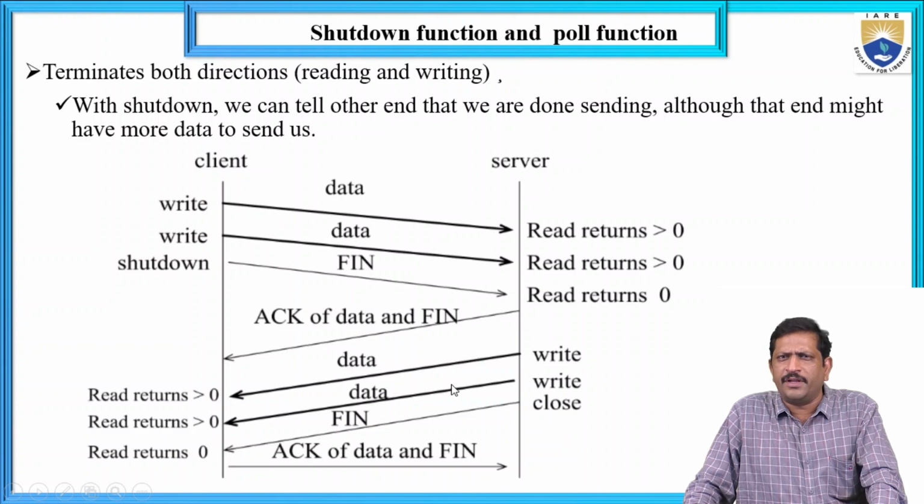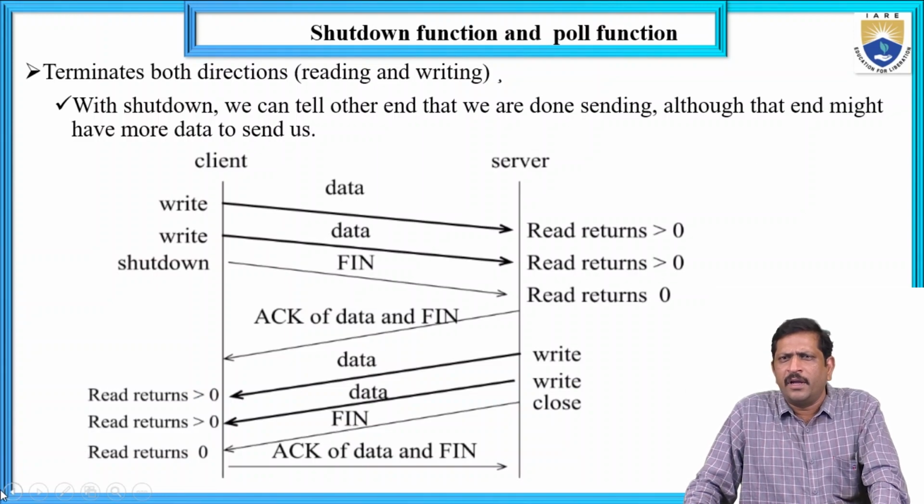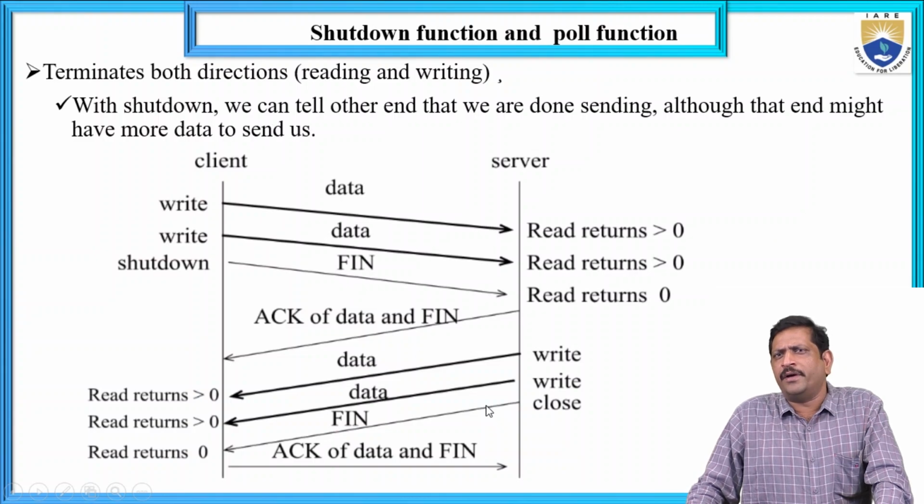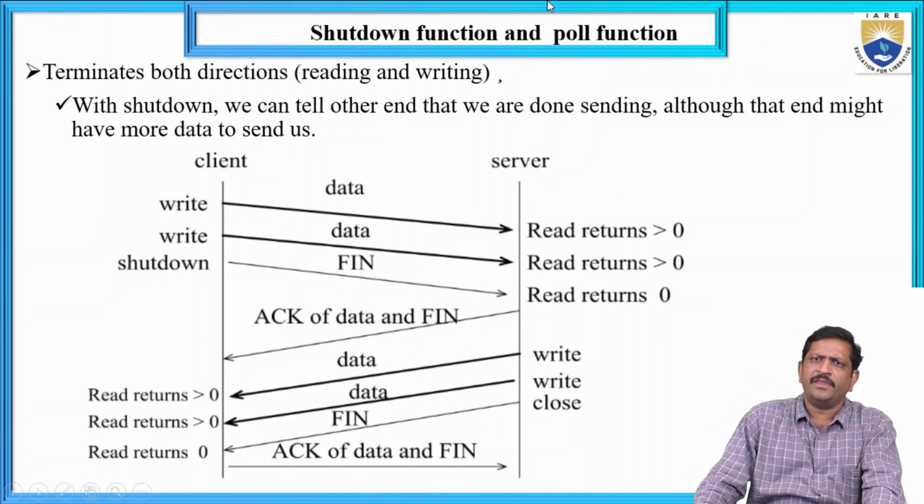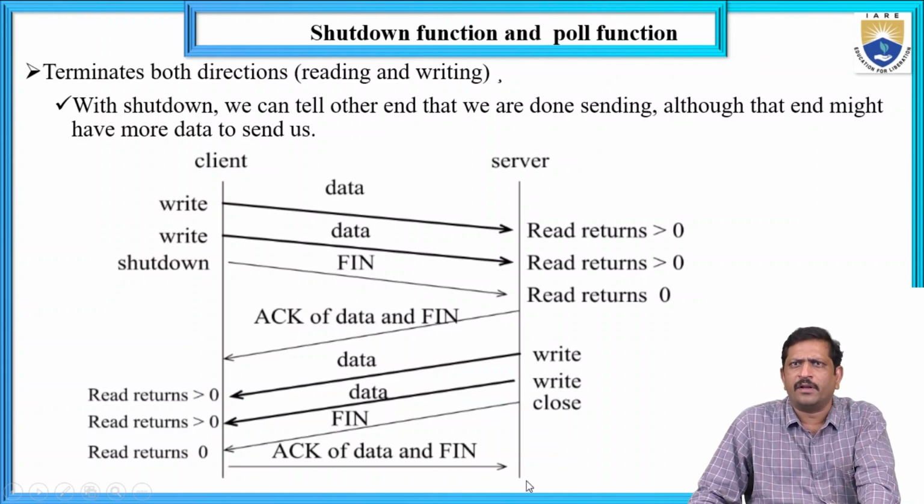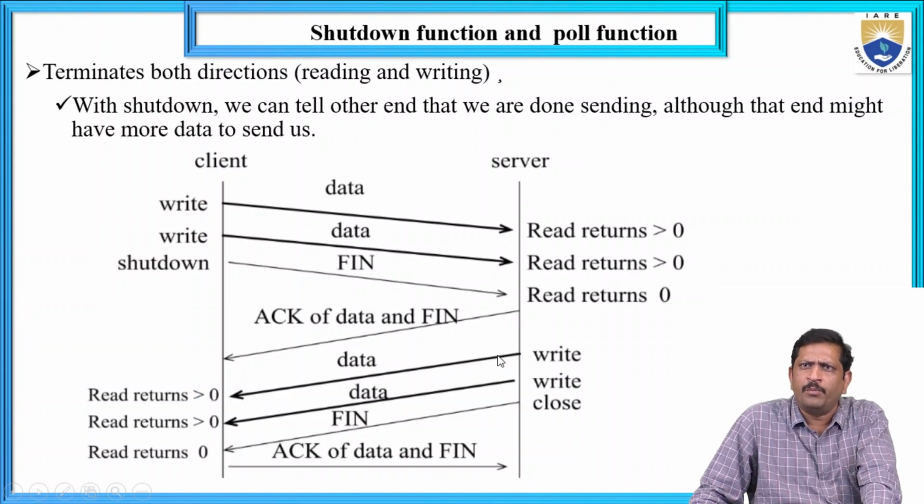Here it is writing the data, and once the data is written, if the return is greater than 0, it performs the reading operation and the acknowledgement of the data and finished. If it is finished, that means the response is completed between the client and the server. So this is the communication between the primary device and the secondary device.